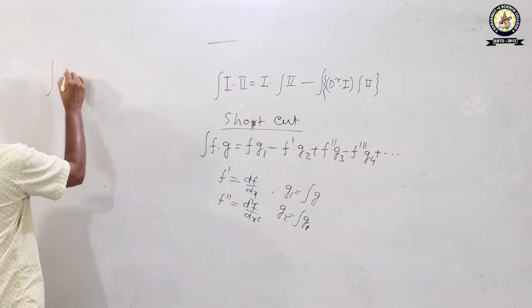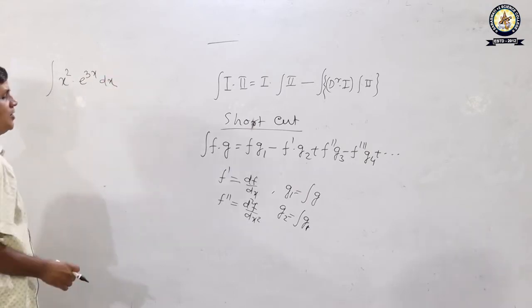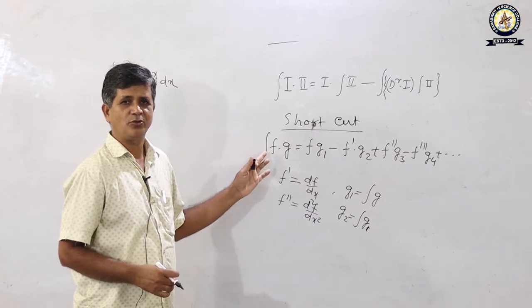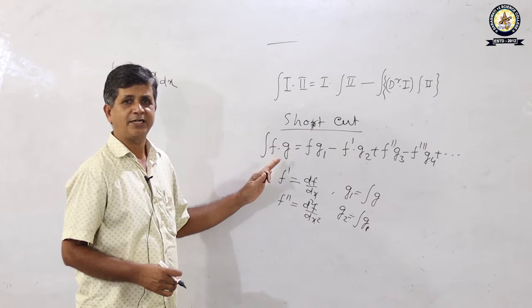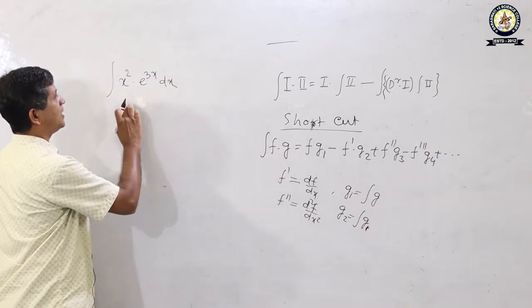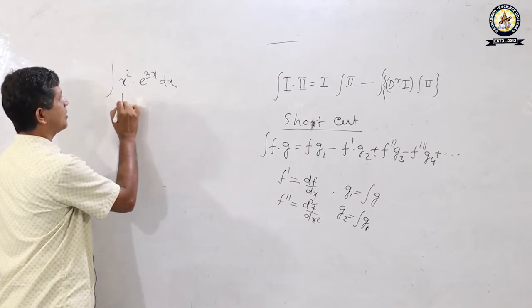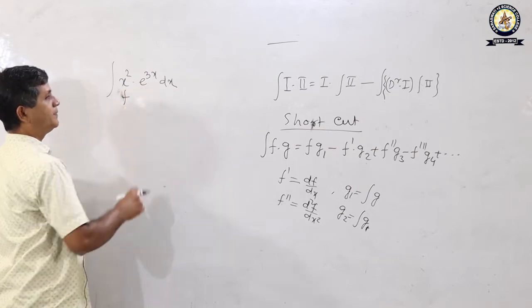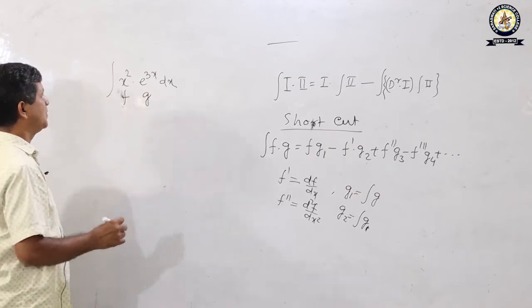Integration of x square into e to the power 3x into dx. Remember students, f and g can be chosen by using the rule ILATE, not any other rule. F will be the first function and g will be the second function, right? So here, in algebra and exponential, algebra will be taken as the first function, that is f, and e to the power 3x taken as the second function, that is g.